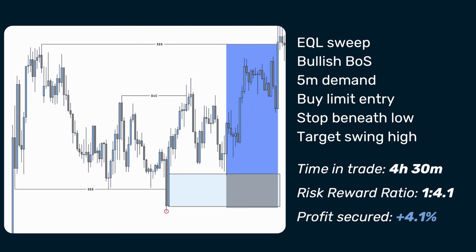Now, some of the other important metrics to track are, of course, the time in trade. So you can see here we have 4 hours and 30 minutes is how long this position was running for. The risk reward ratio and the profit secured on this trade was plus 4.1% at 1% risk.